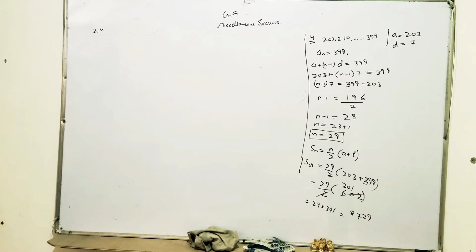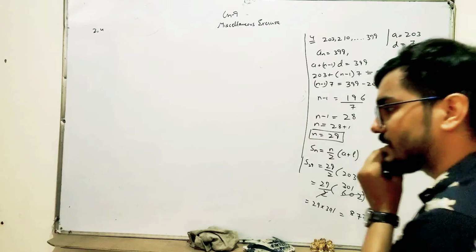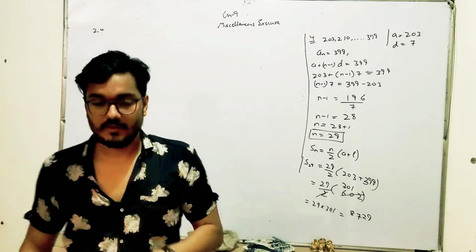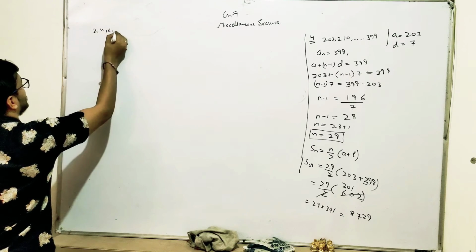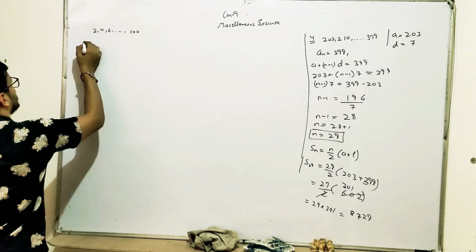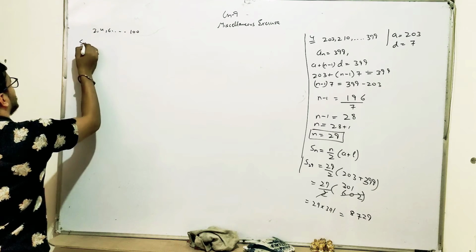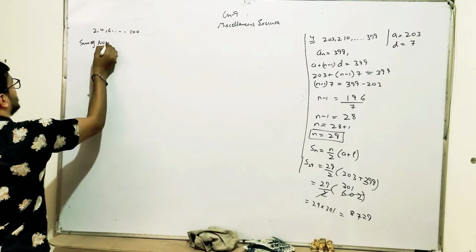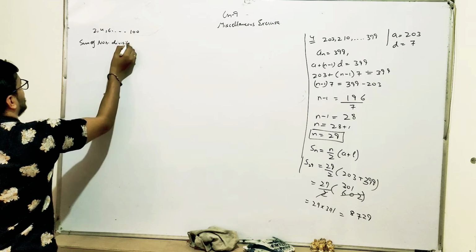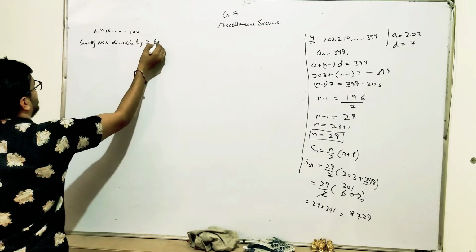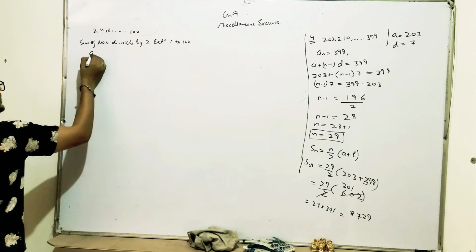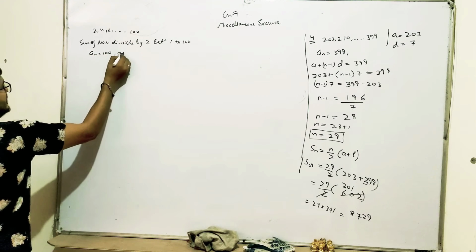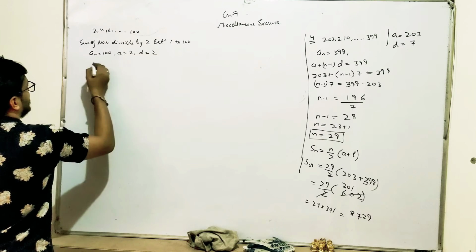So in this question, the sum of numbers which are divisible by 2, from 1 to 100, will be 2, 4, 6 up to 100, right? So the sum of numbers divisible by 2 between 1 to 100. So an is equal to 100, a is equal to 2, d is equal to 2.